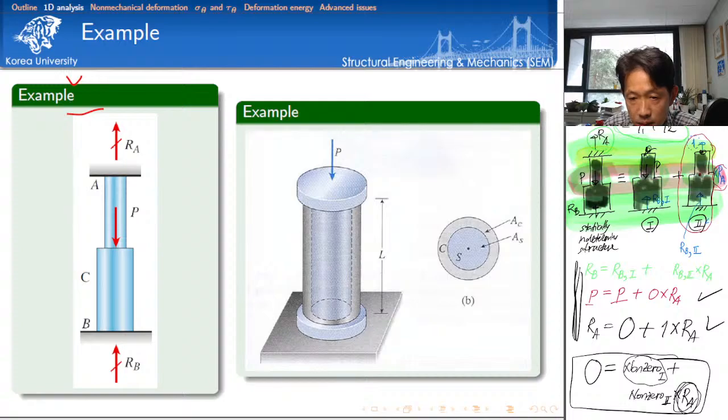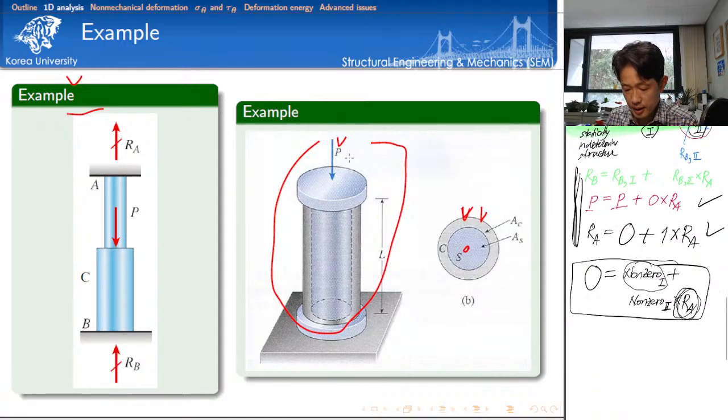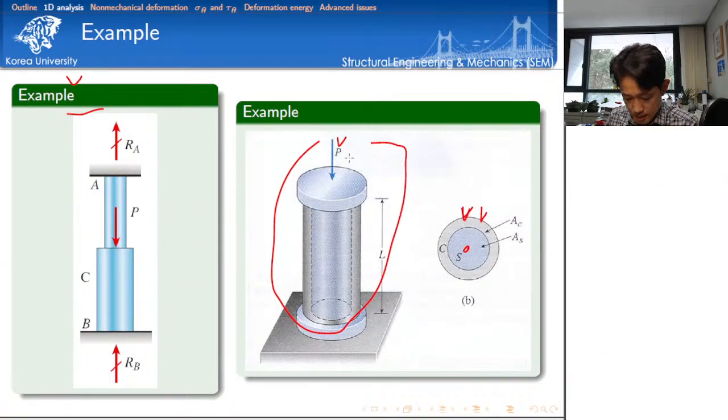The second example. So I have a cylinder of copper, and inside this copper tube I have a solid steel cylinder. The combination of these two systems resists an external force P applied to this structure system. Okay, so let's check the system.